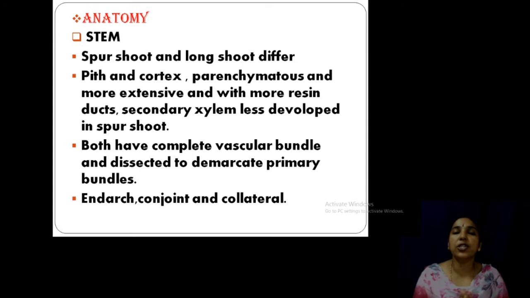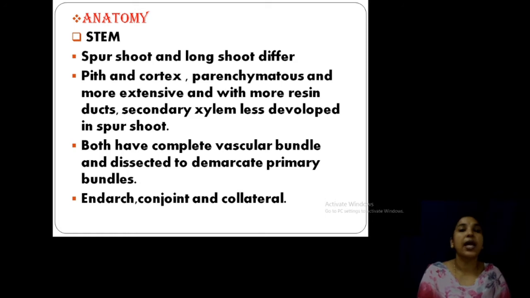The spur shoot and long shoot are very important morphological features of ginkgoids that we already studied. There are some differences between the anatomy of spur shoot and long shoot, though it is broadly divided into epidermis, cortex and pith. The pith and cortex are generally parenchymatous, extensive, with peculiar resin ducts. Secondary xylem is well developed in the long shoot and less developed in the spur shoot.